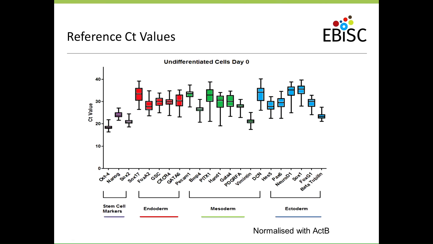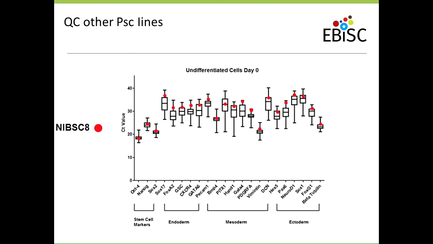So what we were able to generate from all these lines was a reference CT value once you normalized all the cells, and you can clearly see that you get quite a nice pattern for stem cell markers and for the other germ layer markers when the cells are undifferentiated. And why this becomes useful is then you can put in, say, an EBiSC line, an iPSC line, and line it up across, and you can see that if it falls into the same pattern, your iPSC line is undifferentiated and looking quite good.